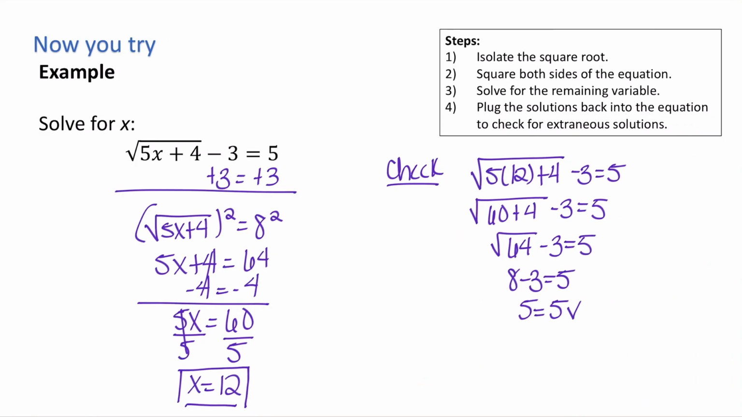So here's the solution. You're going to start off by isolating the square root by adding 3 to both sides. Then we square both sides of the equation, and then we work on solving for x, which gives us 12. Once we find the answer of 12, we want to plug it back into the original problem and check whether it makes the equation true. It does in fact make the equation true, so we know that 12 is a solution to this problem.